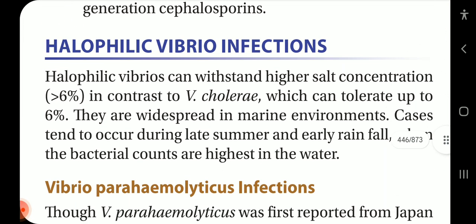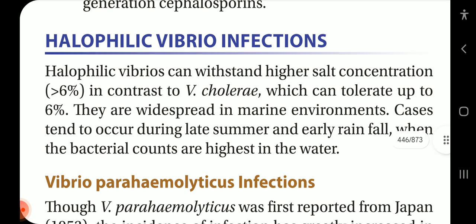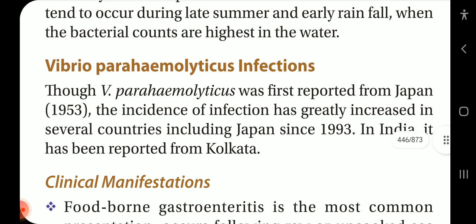So this completes your cholera. Now coming on to halophilic Vibrio infections. The halophilic vibrios can withstand higher salt concentrations, more than 6%, in contrast to Vibrio cholerae, which can tolerate up to 6%. They are widespread in marine environments. Cases tend to occur during late summer and early rainfall when the bacterial counts are highest in water.